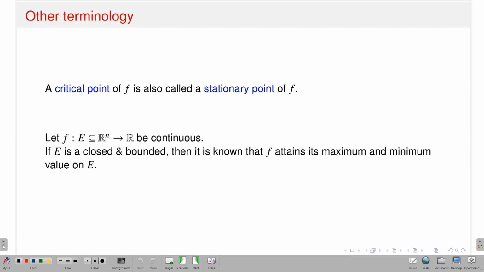Okay, another terminology I should mention: a critical point is sometimes called a stationary point in some books. And, to talk about at which points my function attains its maxima and minima, before that I have to ensure that maxima and minima exist. If I have a function f from E, a subset of Rn, to R, and if E is closed and bounded, that means it is compact, then it attains a maximum and minimum value.